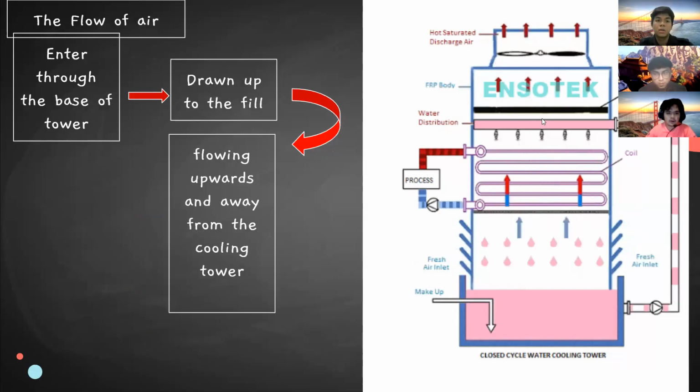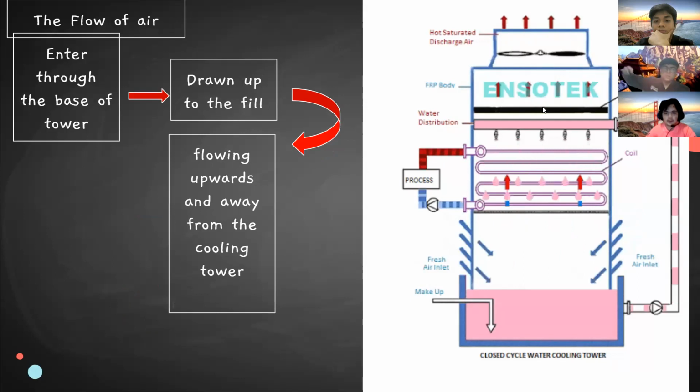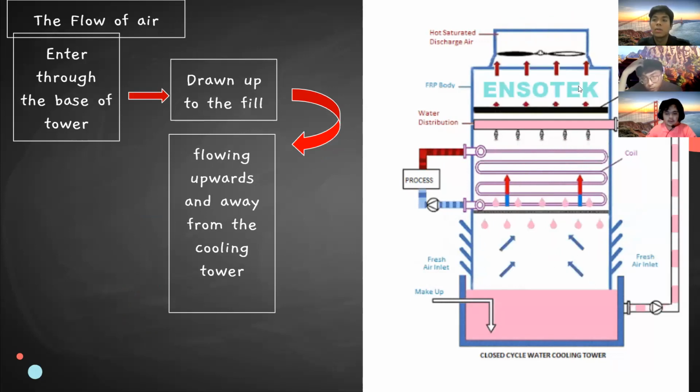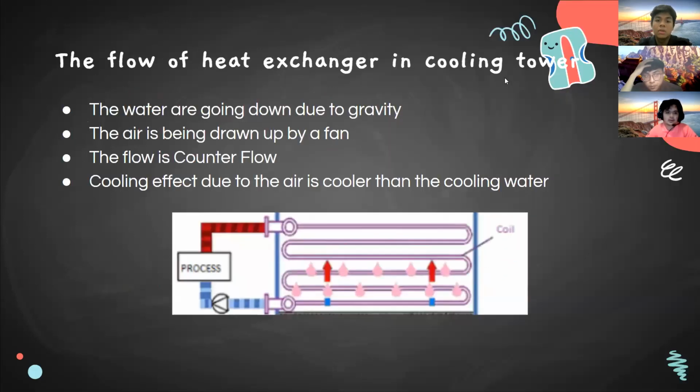for the flow of air, first the air will enter through the base of the tower at the bottom. Then it will be drawn up through the heat exchanger, and it will flow outwards and away from the cooling tower. So the flow of air is simpler than the flow of water. Next, the flow in the heat exchanger in the cooling tower.